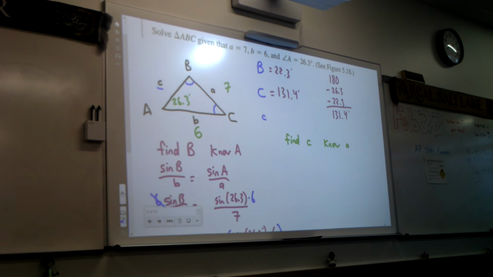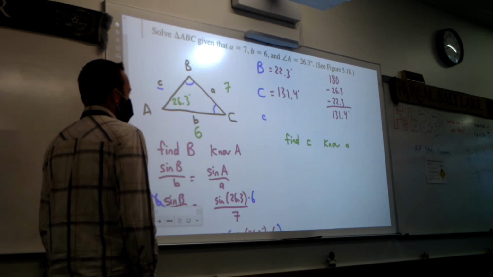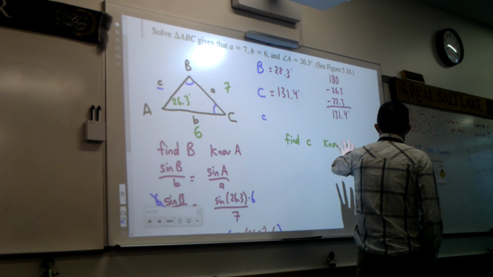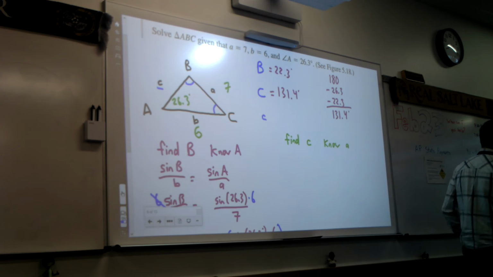Okay, now this is where I'm going to push the pause button, because you've seen solving for a missing side twice now, so you should be a little more familiar with it. Set it up using the right formula, plug it in, and then solve. And let's see if you can do it on your own.